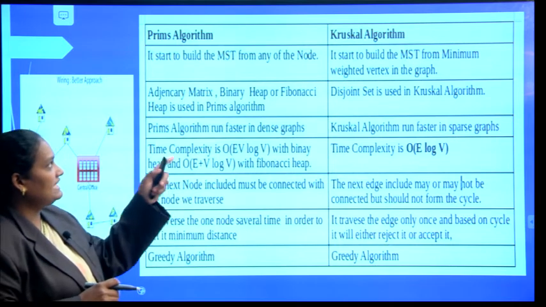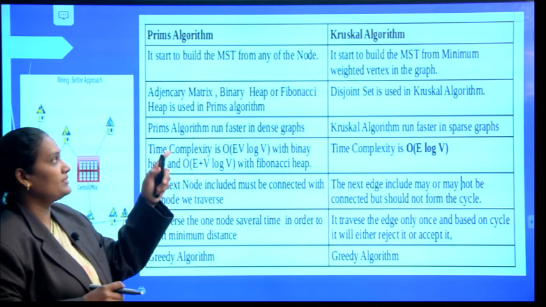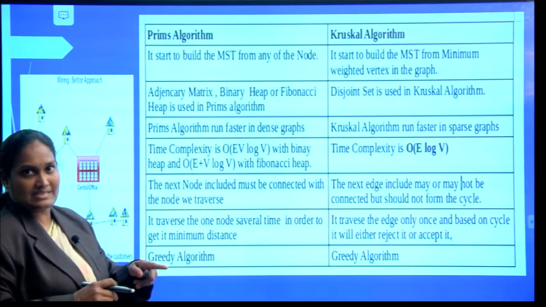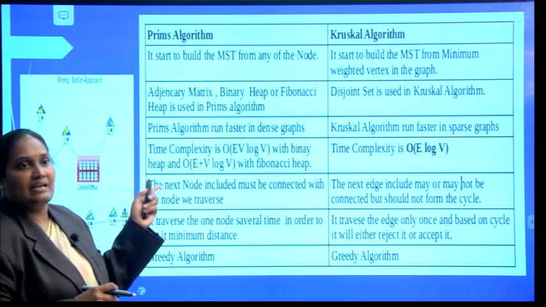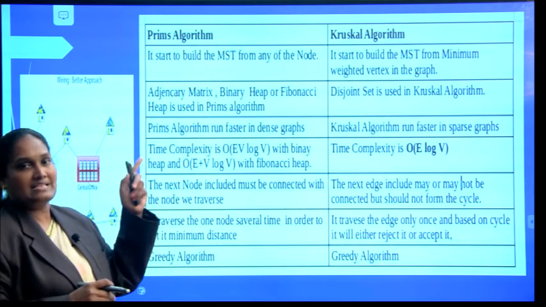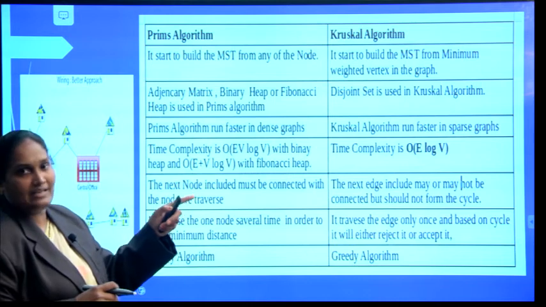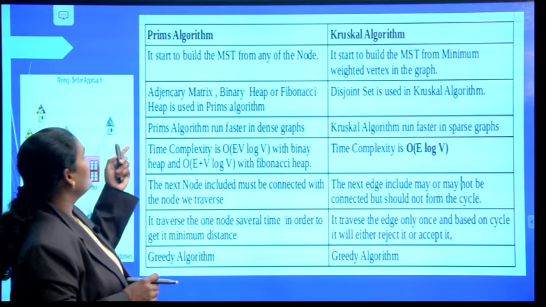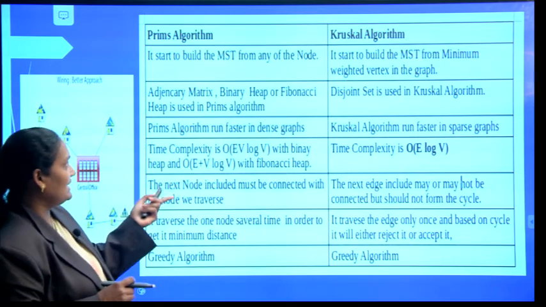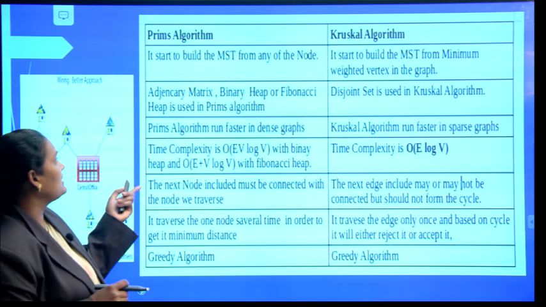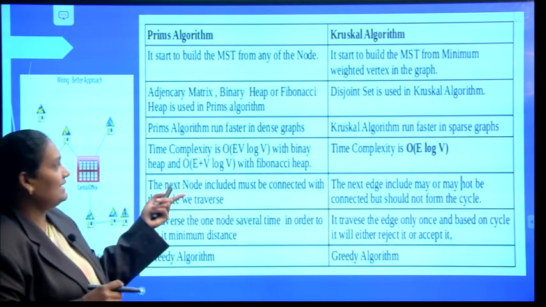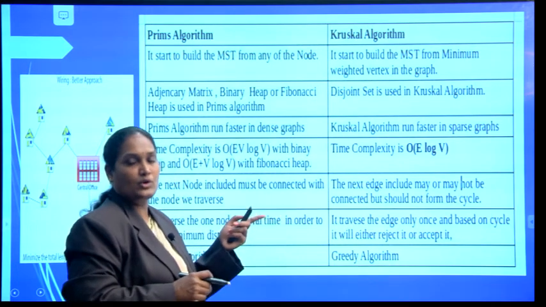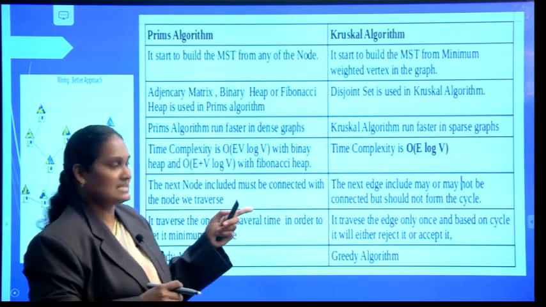So here we need to select a minimum weighted edge from the graph. From that edge we are going to start the process in case of Kruskal's. Prim's is a vertex initiated process, whereas Kruskal's is an edge initiated process. In case of Prim's, we can use an adjacency matrix, binary heap or Fibonacci heap to implement that particular algorithm. In case of Kruskal's, we are going to use disjoint sets.